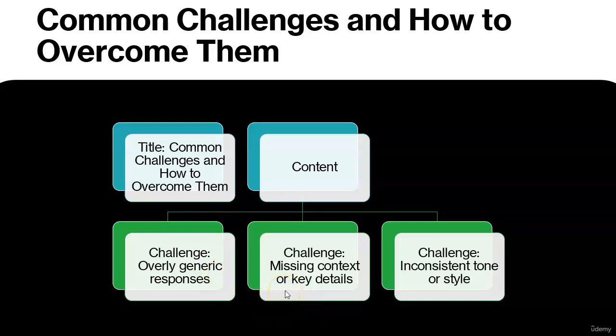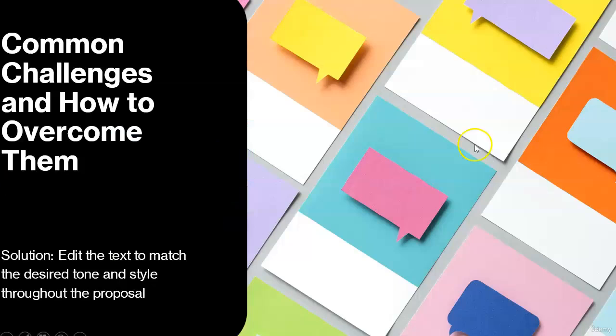If ChatGPT provides output that's missing context or key details, supplement it with additional information and manual input. And if the tone or style is inconsistent, take the time to edit the text so that it matches the desired tone and style throughout the proposal. So as I mentioned, the solution is to edit the text to match the desired tone and style of the proposal.